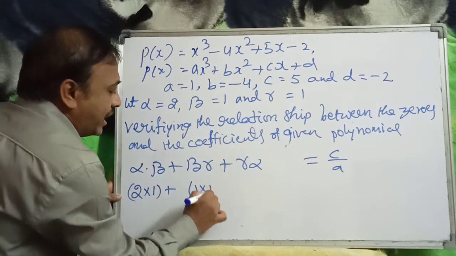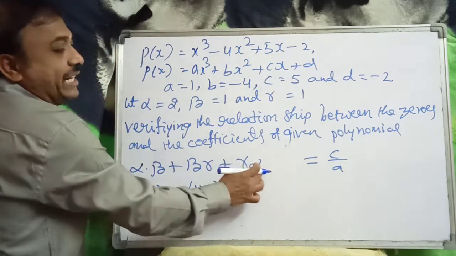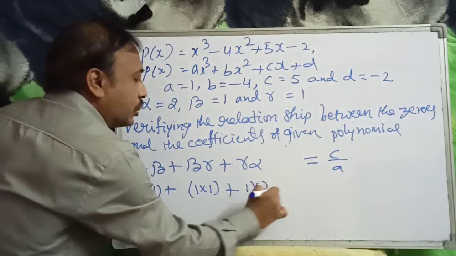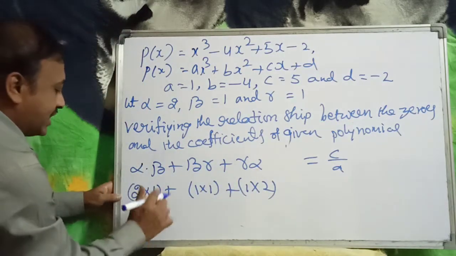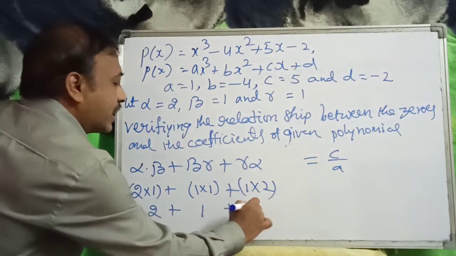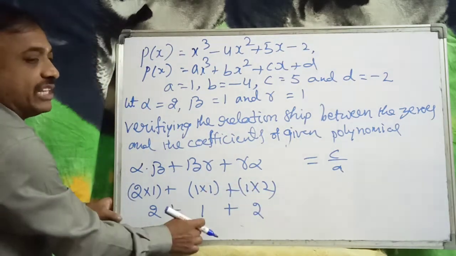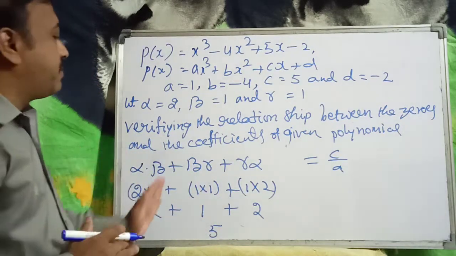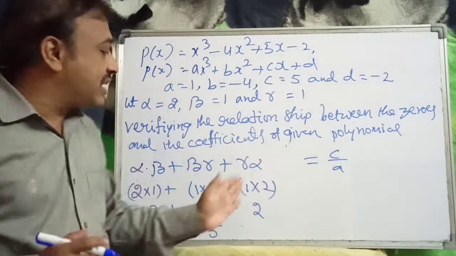So 1 into 1 plus gamma into alpha. Gamma is 1 and alpha is 2. So 1 into 2, which is equal to 2. 1 times 1 is 1, plus 1 times 2 is 2. So together, 2 plus 1 is 3, 3 plus 2 is 5. So we got alpha into beta plus beta into gamma plus gamma into alpha is equal to 5.